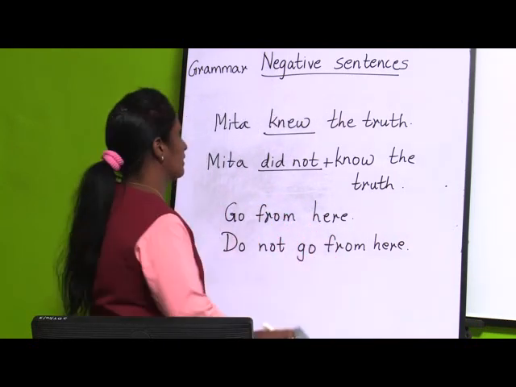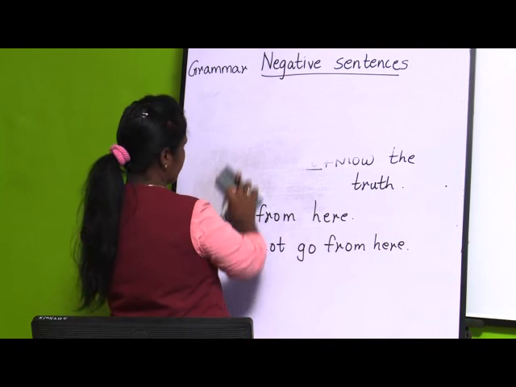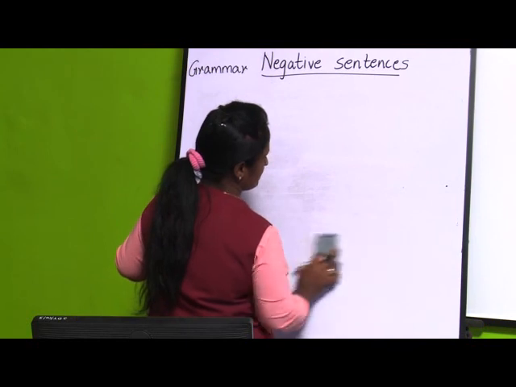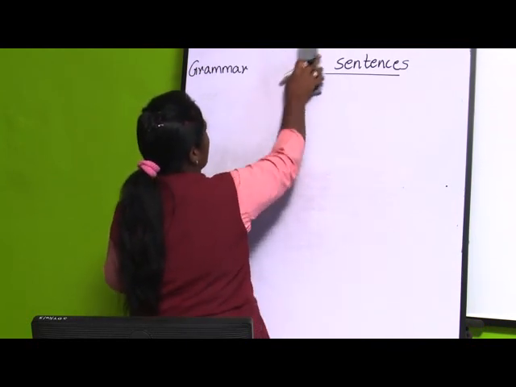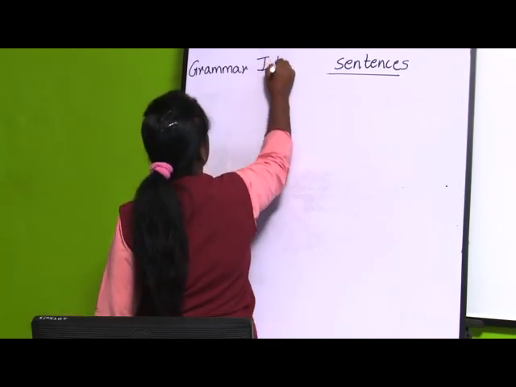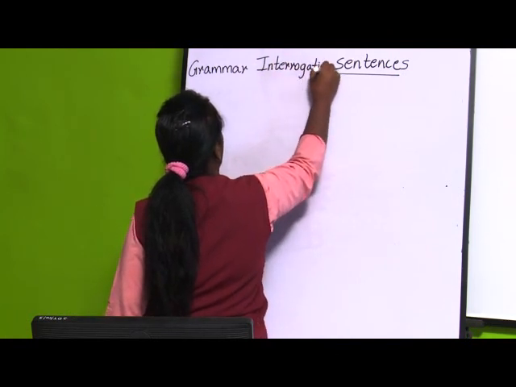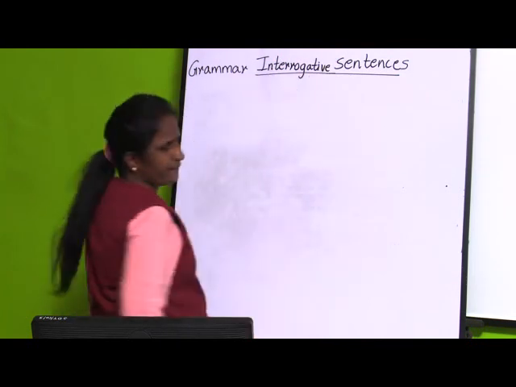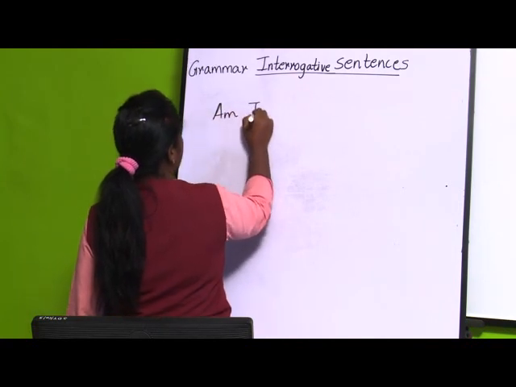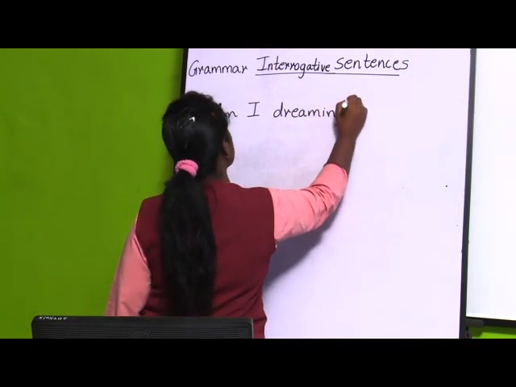Now the next topic will be learning about the interrogative sentence. Interrogative sentence, from the word itself you can understand that here we ask the questions. Now we will see what interrogative sentences are. If I write this question, am I dreaming, you will put a question mark because you have asked a question.